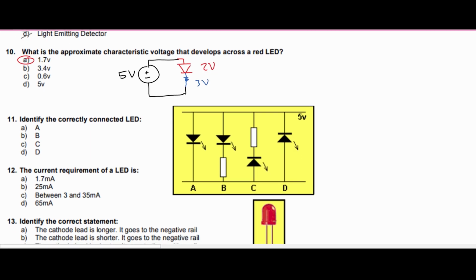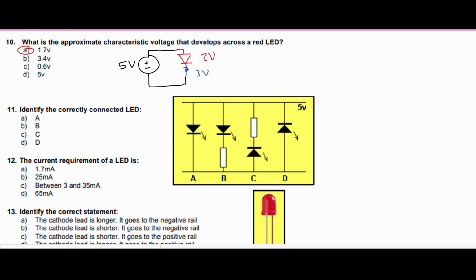Part 11, we're asked to identify the correctly connected LED. We're going to look at A first. There's no resistor here, so this LED would burn out. It's not connected correctly. Same thing for D, it would not work. Now we look at B and we look at C.